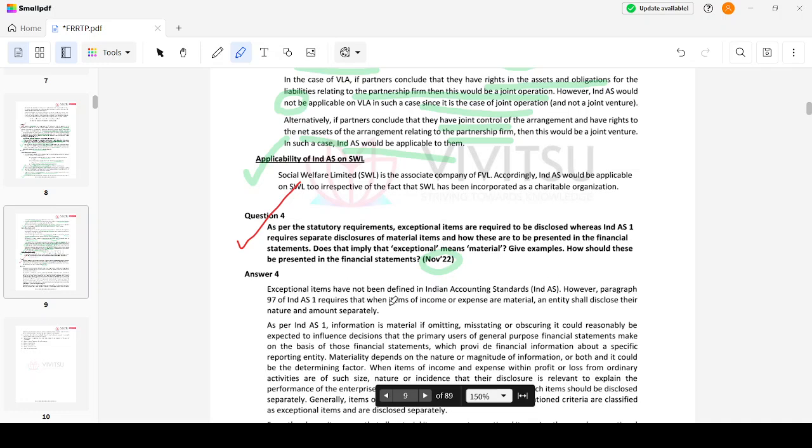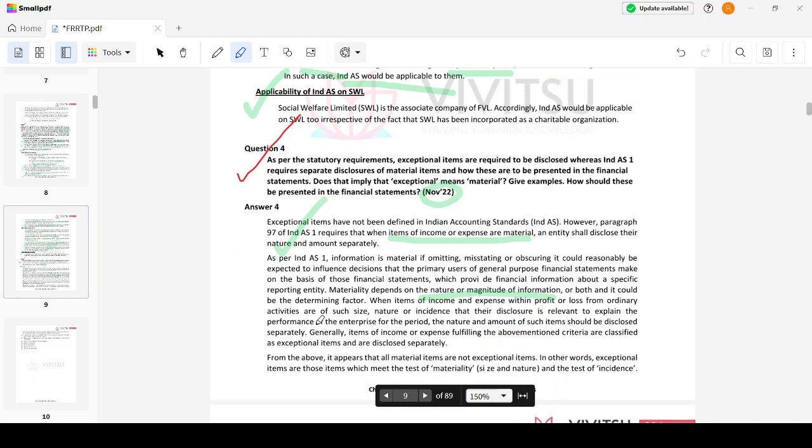However, paragraph 97 of Ind AS 1 requires that when items of income and expense are material, entities should disclose the nature and amount separately. As per Ind AS 1, information is material if omitting, misstating, or obscuring it could reasonably be expected to influence the decisions that the primary users of general purpose financial statements make on the basis of those financial statements, which provide financial information about a specific reporting entity. Materiality depends on the nature or magnitude of the information or both, and it could be the determining factor. When items of income and expense within the profit or loss from ordinary activities are of such nature and size or incidence that their disclosure is relevant to explain the performance of the enterprise for the period, the nature and amount of such items should be disclosed separately.